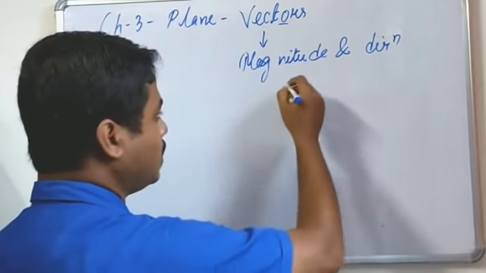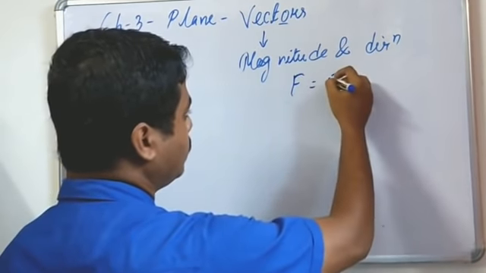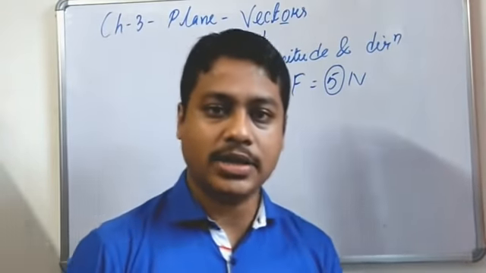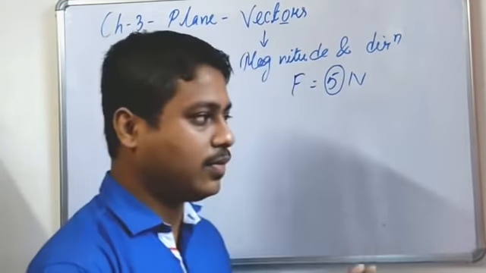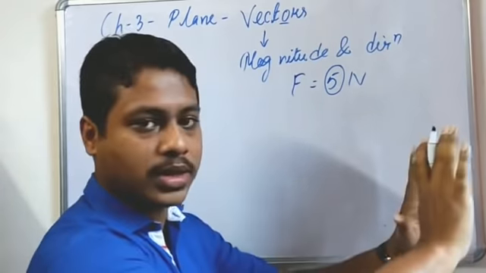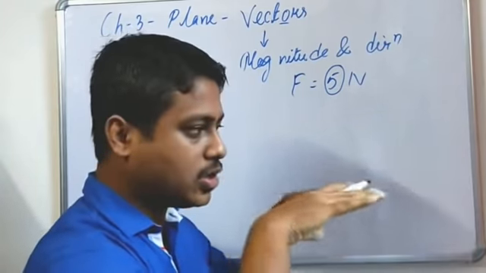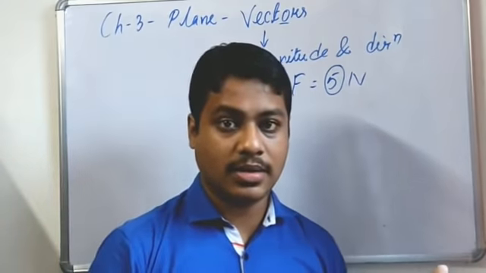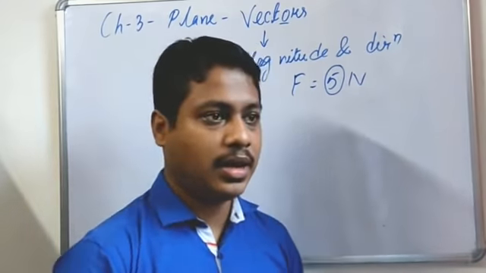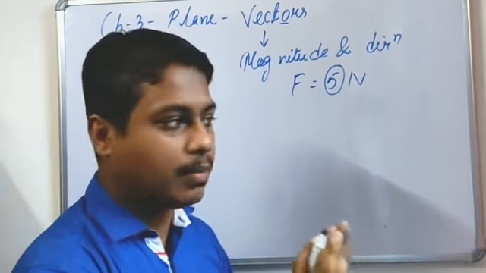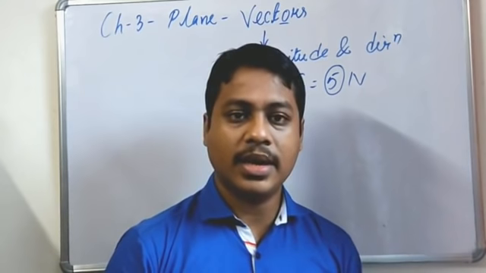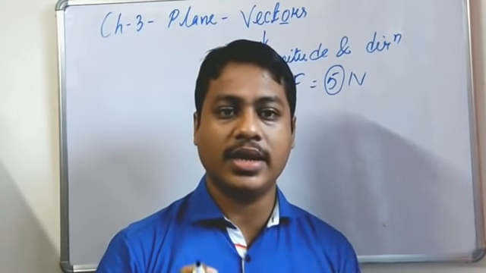Like suppose I consider force equals 5 Newton. Here 5 is its magnitude, and the direction everyone knows. Suppose I push an object towards the right hand side, so the direction of the force will be towards the right hand side. But if I consider mass, I don't say that I put the mass on this side. Mass does not have any direction. Similarly, time also does not have any direction.